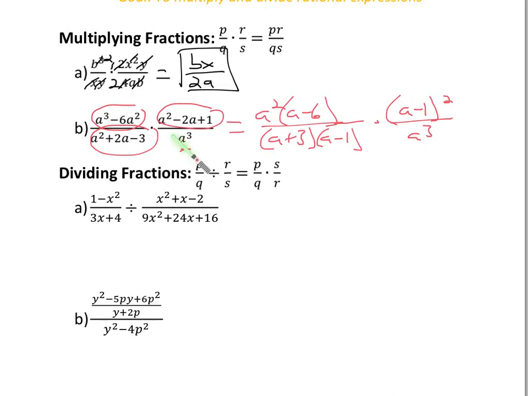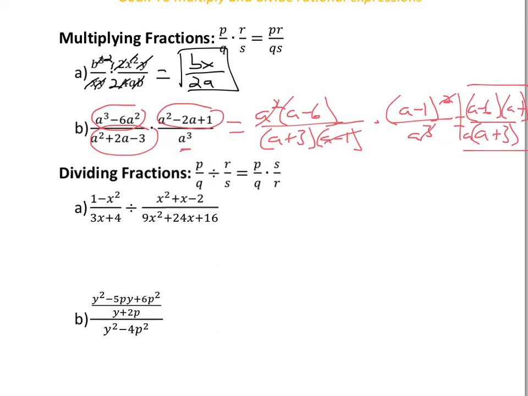Back over here, you couldn't cancel the a cubed with the a cubed because you're adding and subtracting that a cubed. Does that make sense? You couldn't do the a squared and the a squared because you're adding and subtracting. Now that everything's multiplied, now we can. So, cancel 2 a's, cancel 1, a minus 1, and we're going to be left with a minus 6 times a minus 1, over a plus 3 times a.